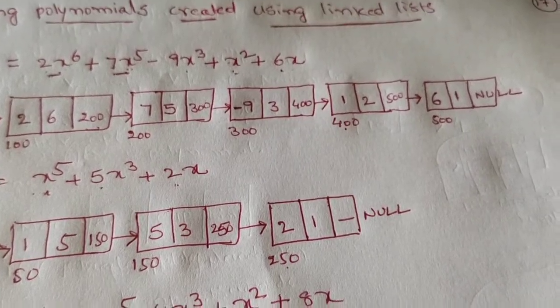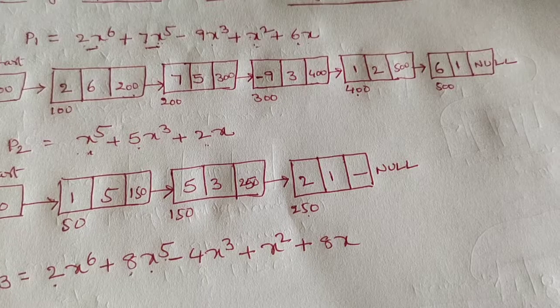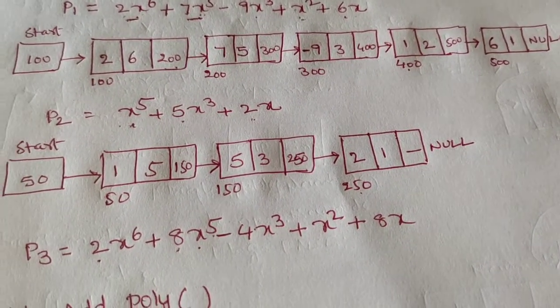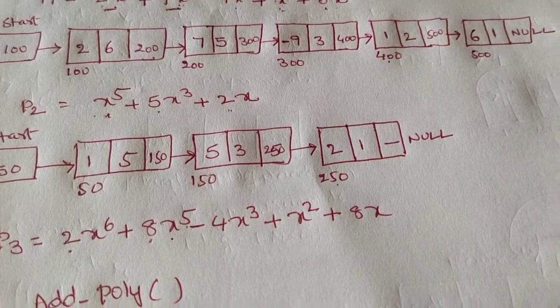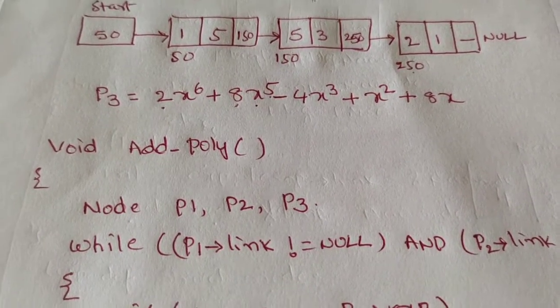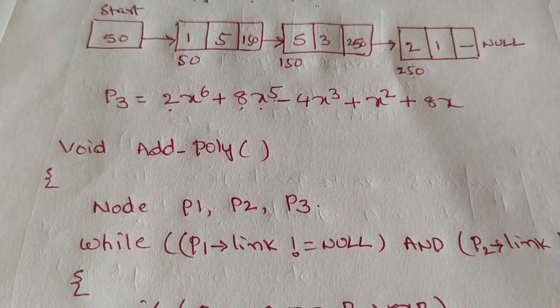And the next term is 6x. In the second polynomial, 2x. Both the exponents are the same. We are adding the 8x into the resultant polynomial P3. Now I would like to write some code to explain the addition of polynomials algorithm.